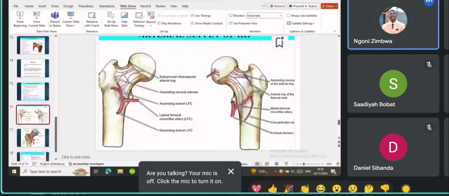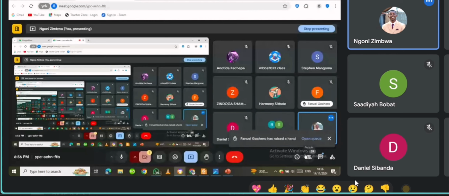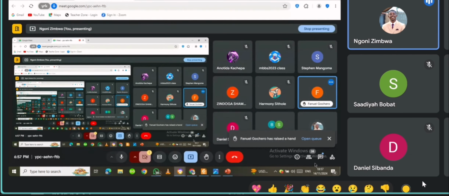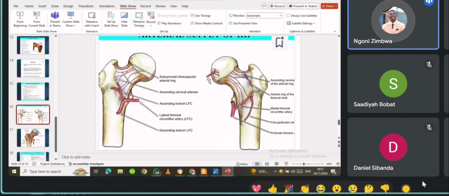Any question about blood supply? Anyone with a question about blood supply? Yes. Like the dislocation of the femur from the acetabulum, does it cause avascular necrosis? Dislocation of the femur, yeah.